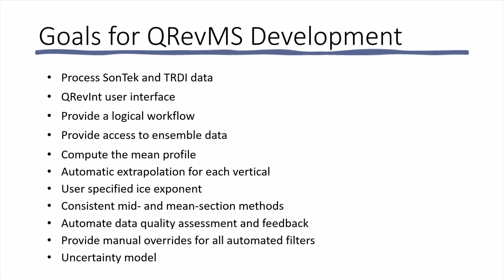The goals in developing QRevMS were to process data collected using SonTek and TRDI ADCPs and software, create a user interface that was as close to QRevInt as possible, provide a logical workflow, provide the ability to view and filter ensemble data for each station, compute a mean profile using consistent methods, apply automated extrapolation algorithms to each station, allow the user to specify an ice exponent different from the default value, provide consistent computations for mid and mean section measurements, provide automated data quality assessment and feedback similar to QRevInt, provide manual overrides to all automated filters, and provide an estimate of measurement uncertainty.